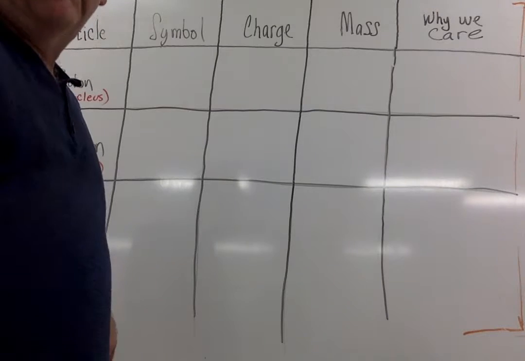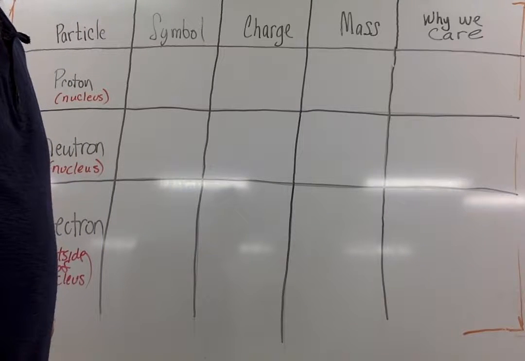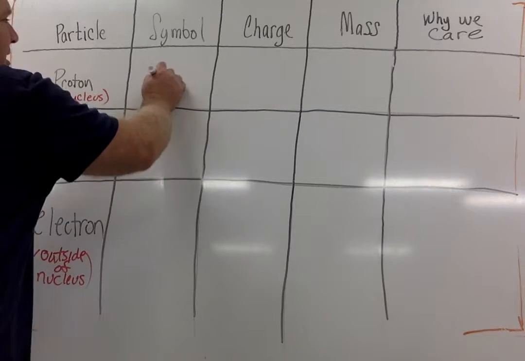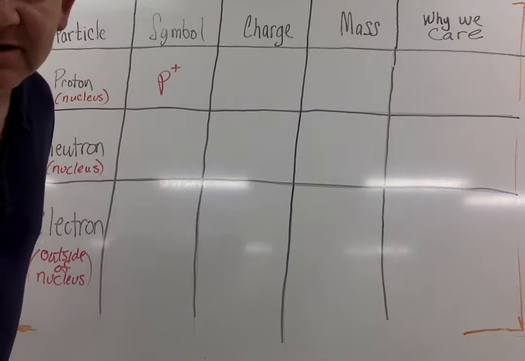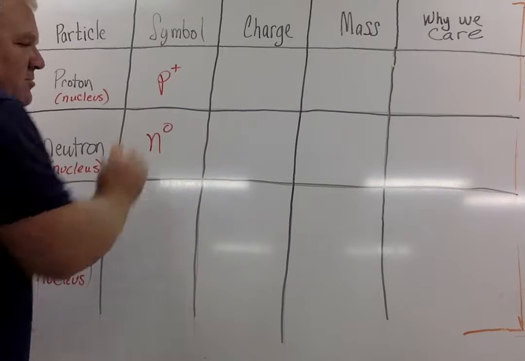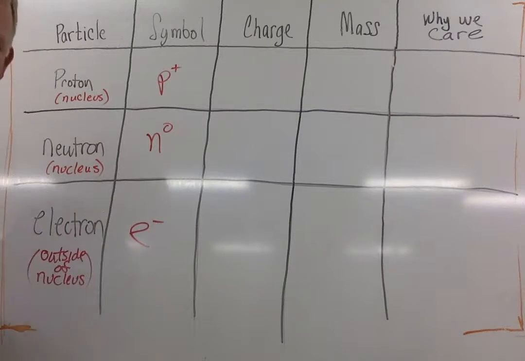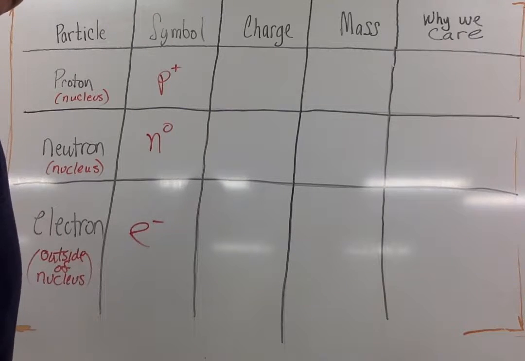And some things that are helpful for you to use are some symbols so you don't have to write out the word proton and neutron all the time. So I like to use a lowercase p and a plus for the symbol for a proton, a lowercase n with a 0 for the neutron, and an e with a minus, lowercase, for the electron, and that'll make more sense in a little bit.